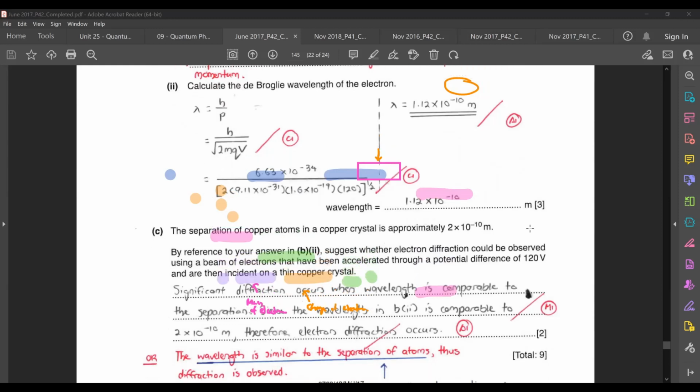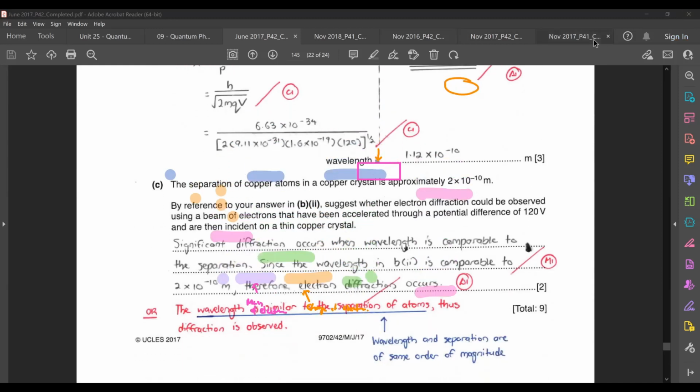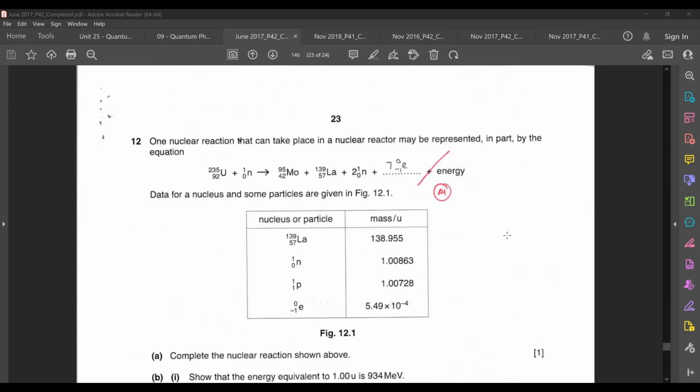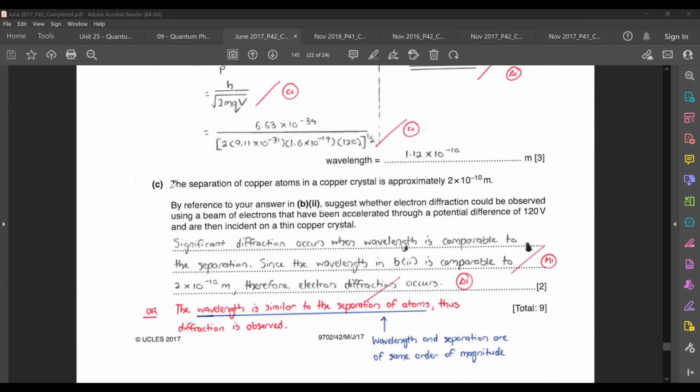Then we move on to part C. In part C, they mention that the separation of the copper atoms in a copper crystal is approximately 2 times 10 power minus 10 meter. By reference to the answer you have in B2, which is the one you just found, suggest whether electron diffraction would be observed by using a beam of electrons that have been accelerated to a potential difference of 120 volts and are then incident on a thin copper crystal.